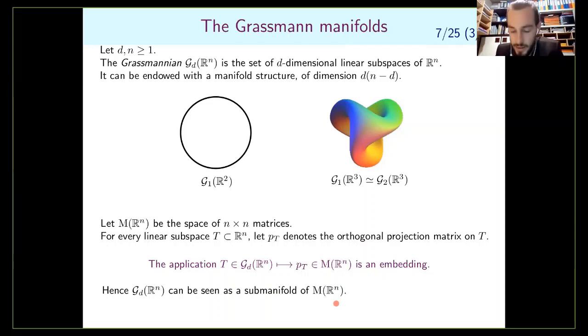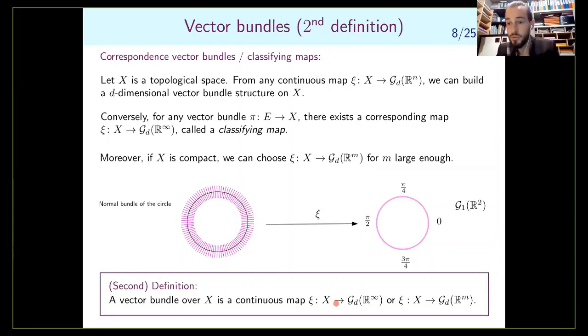Okay. And now, thanks to the Grassmann manifolds, I can describe this correspondence that exists between vector bundles and classifying maps. So it goes like that. Say that you have a topological space X and a continuous map from X to the Grassmannian, then you can build a vector bundle structure on X. So basically, you just pull back the spaces of the Grassmannian on top of X.